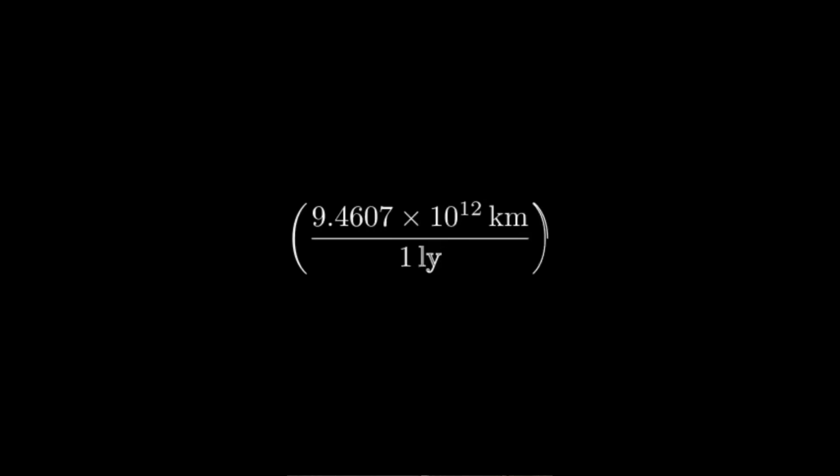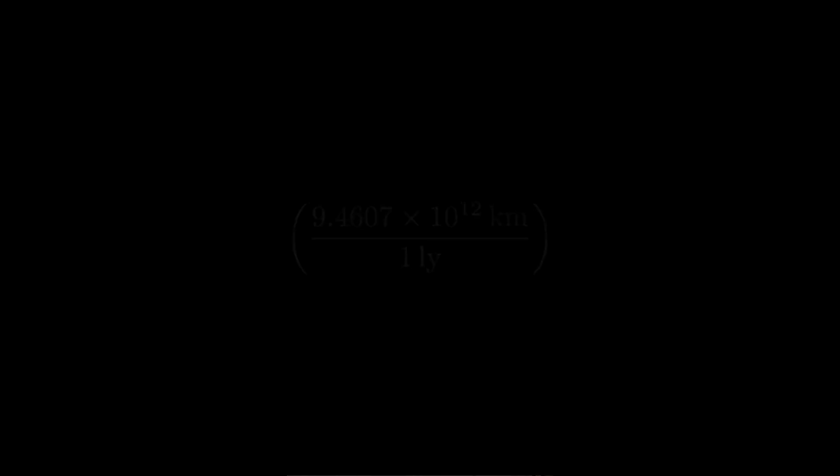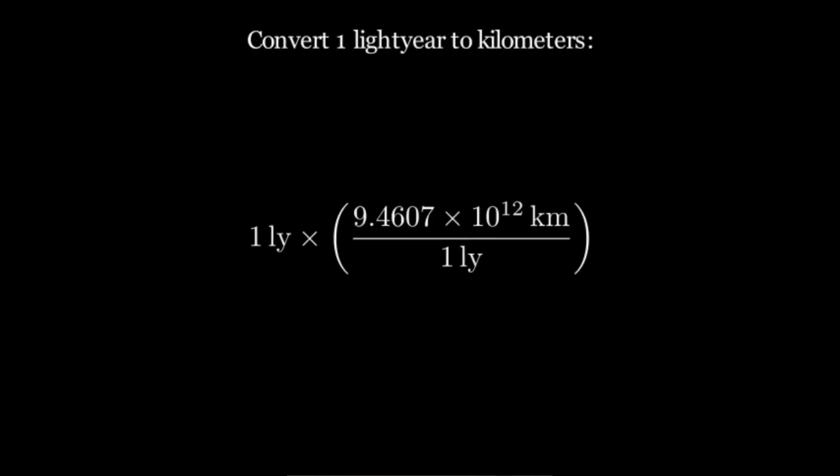There are 9.4607 trillion kilometers in 1 light year. So we use this conversion factor. Convert 1 light year to kilometers. The answer is 9.4607 trillion kilometers.